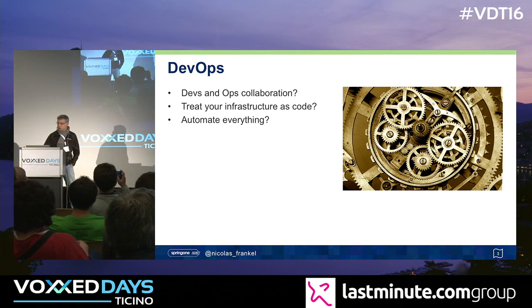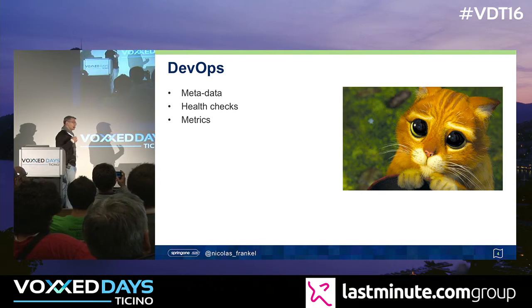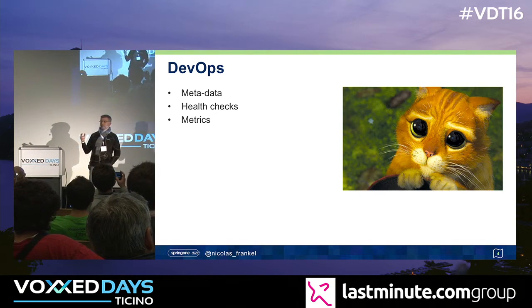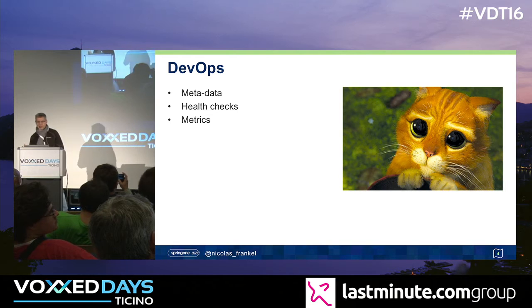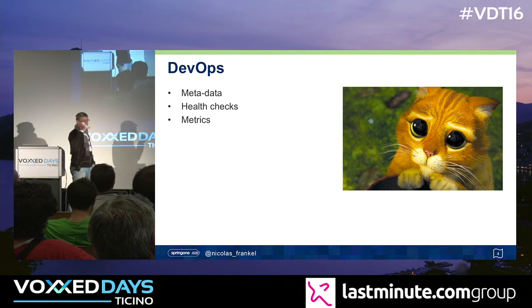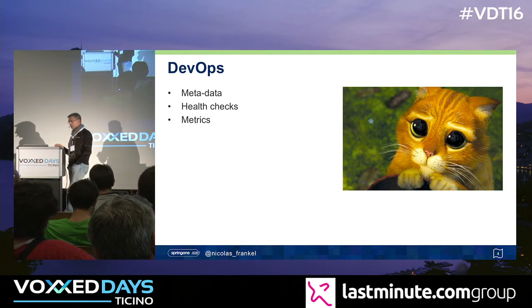The DevOps term that I will use in this talk is very restricted. Basically, it's about knowing stuff about your application. Stuff that normally your ops care a lot about, like metadata, health checks, and metrics. So three little simple things, but super, super important.